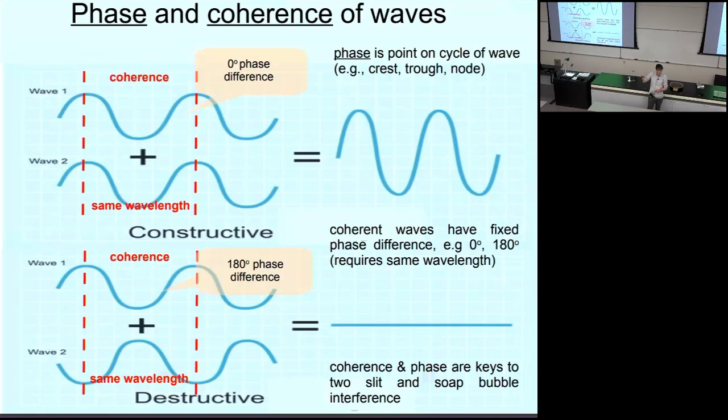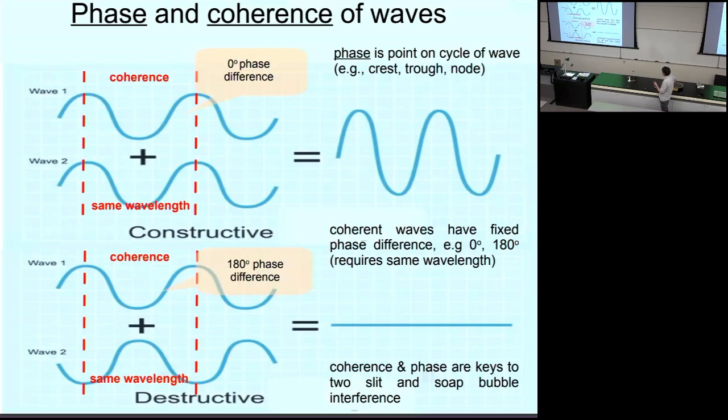So the crest is a particular phase. The trough is a particular phase. The node is a particular phase. We can denote phases by angles from 0 to 360 degrees that take us from one crest to the next crest. So that's what we mean by phase.